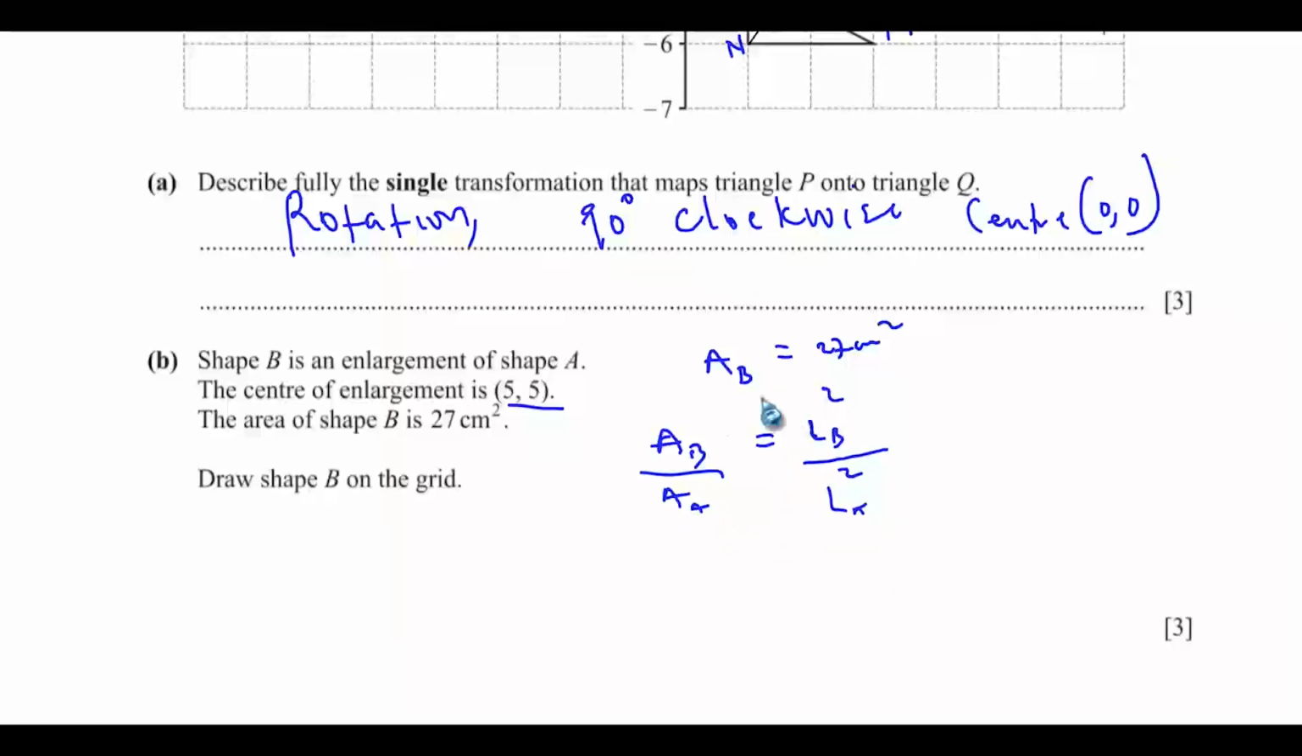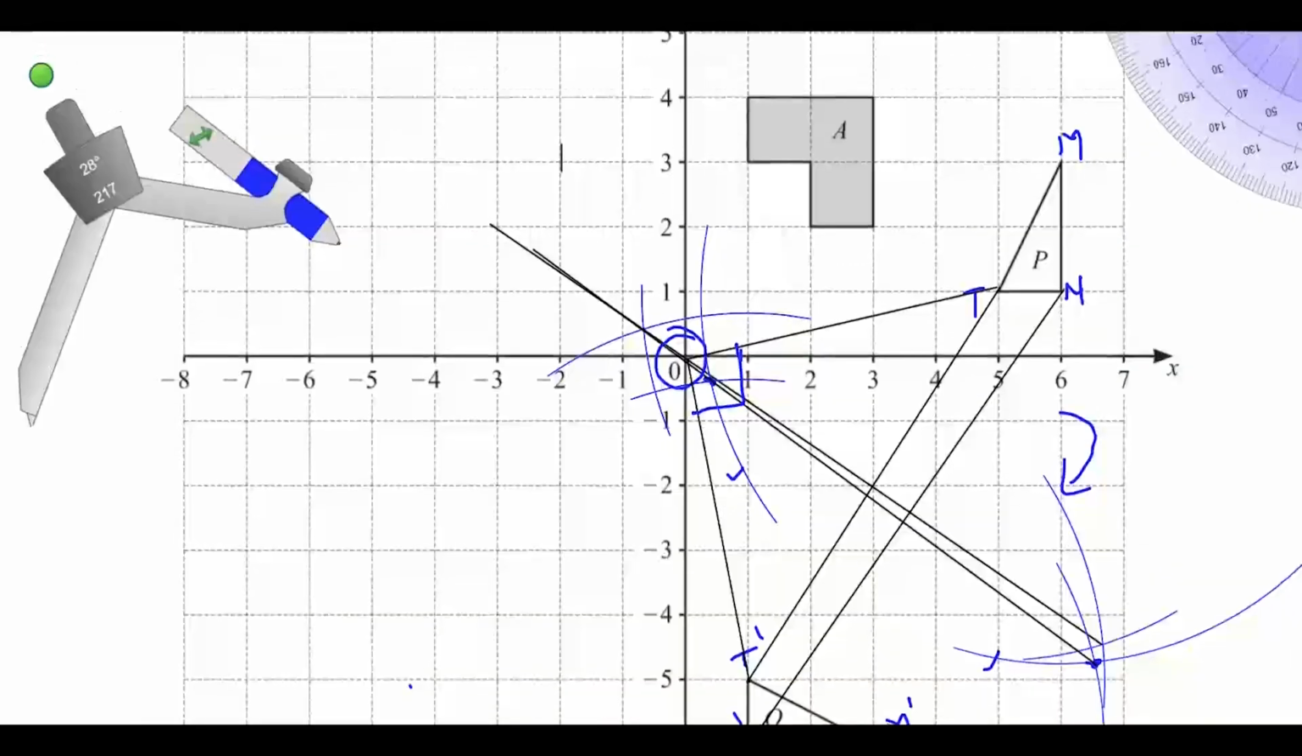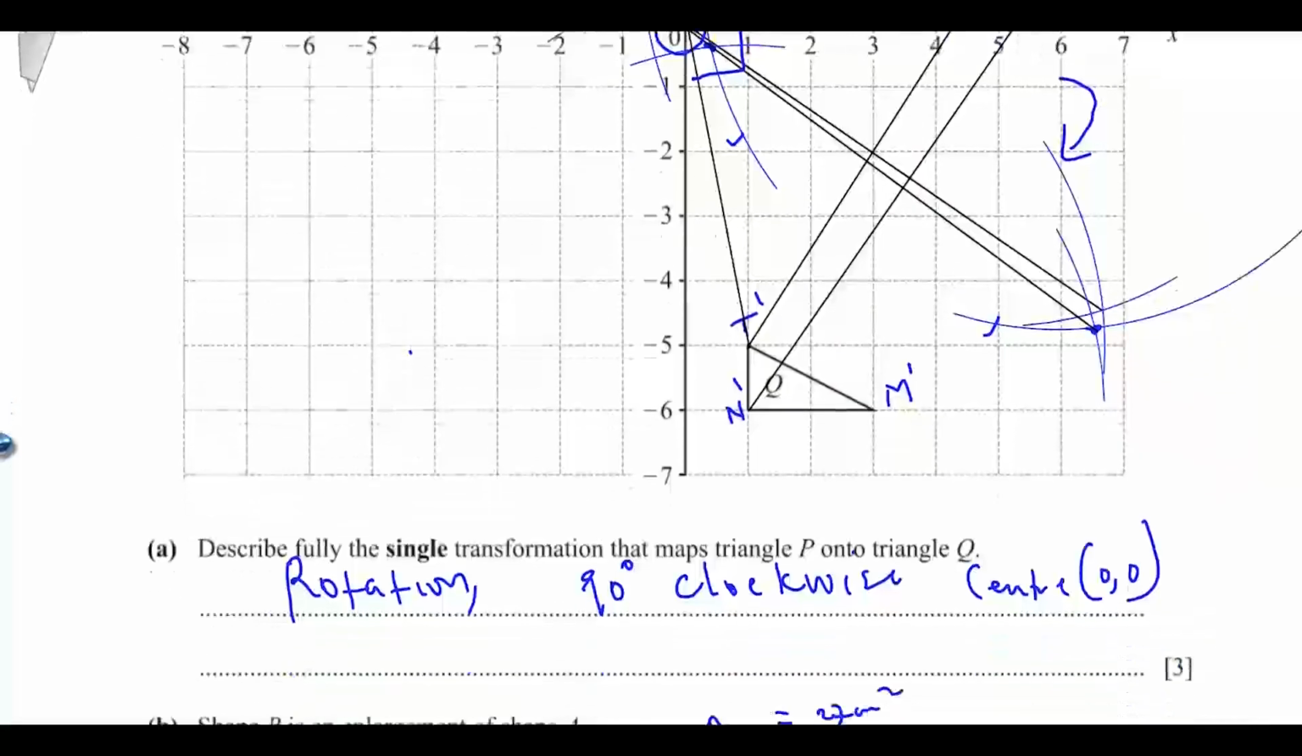So I can calculate the area of shape A from the grid. This is a compound shape, so I'll need to divide it into 2. So I have these 2 shapes now. The area of this will be 1 by 1, that is 1 centimeter squared, and this will be 1 by 2, that is 2 centimeters squared. So the area of shape A is now 3 centimeters squared.